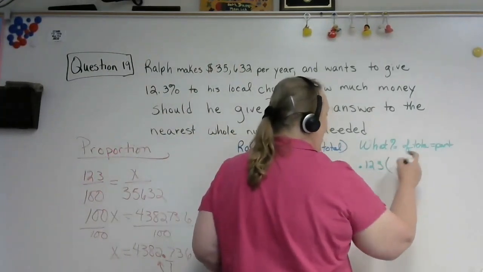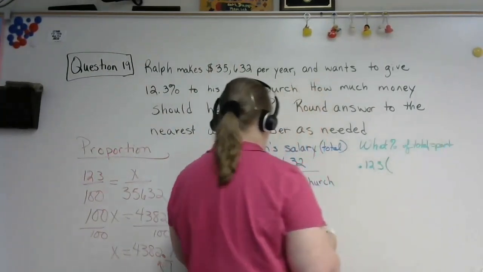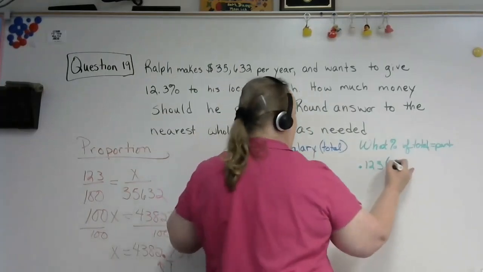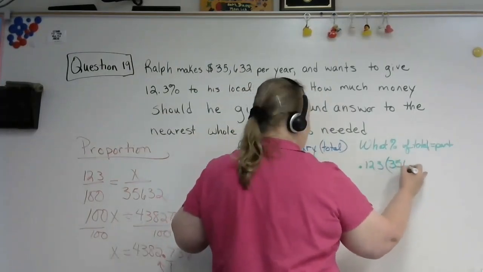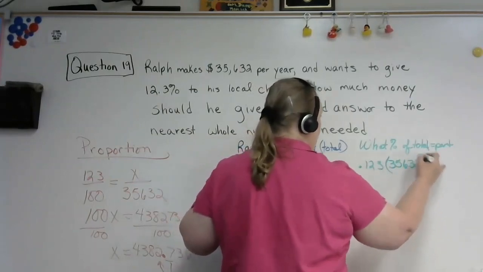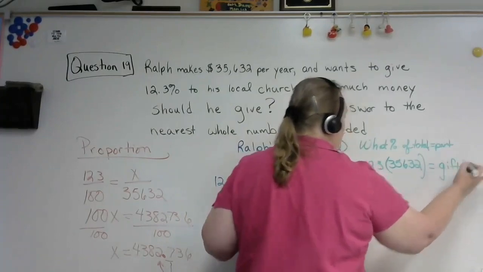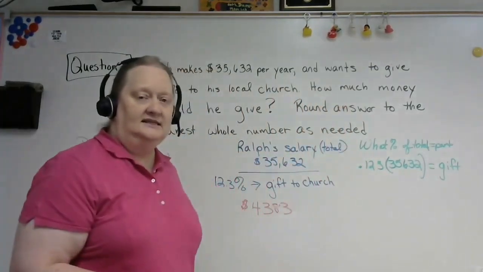Of means times the total. Apparently I left off the L, not the first time. And the total is that 35,632, and that'll equal the part, which is his gift to the church. So that equals his gift.